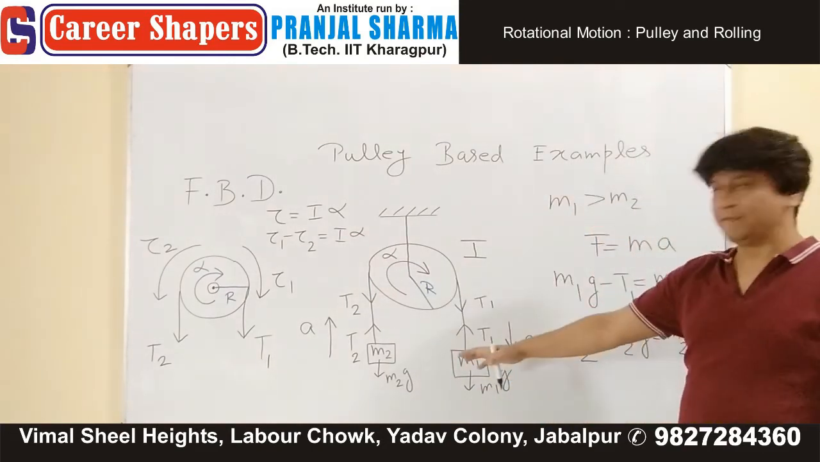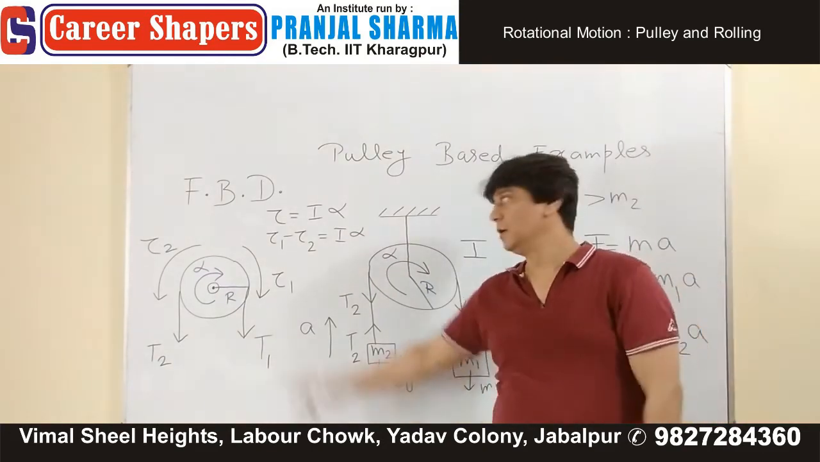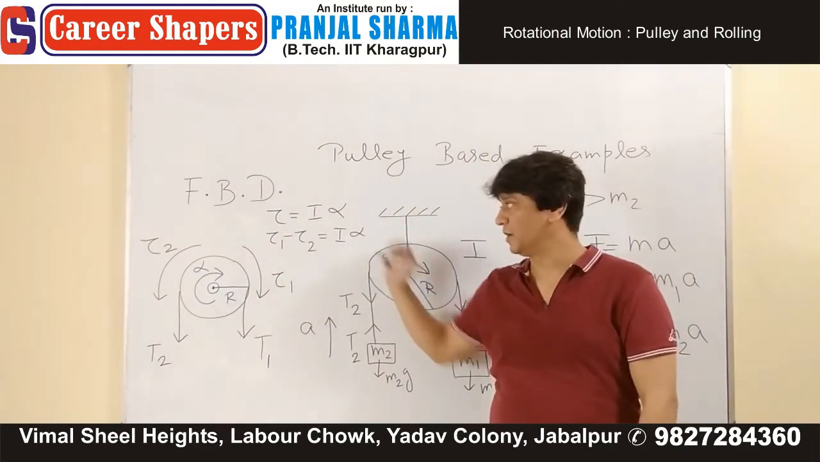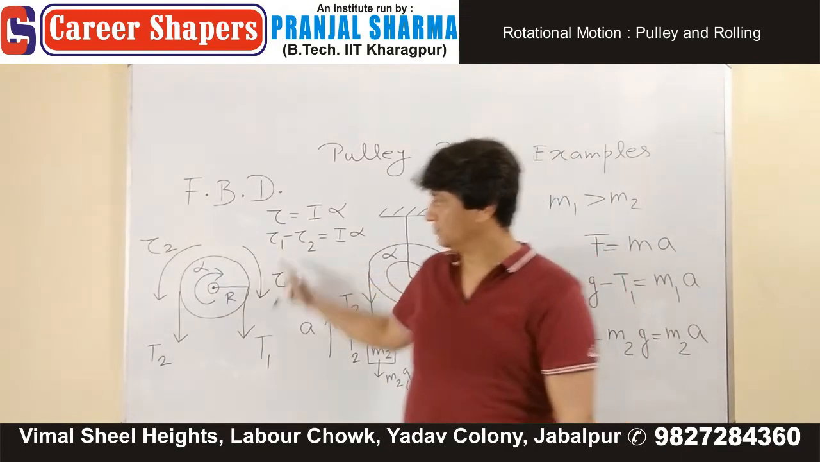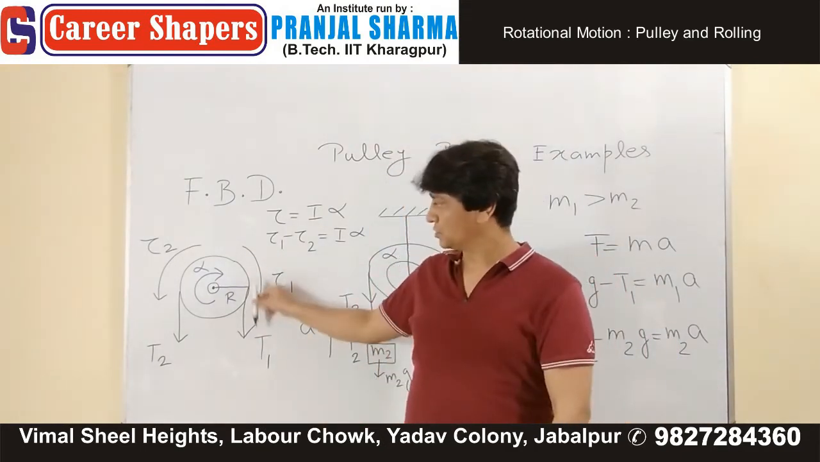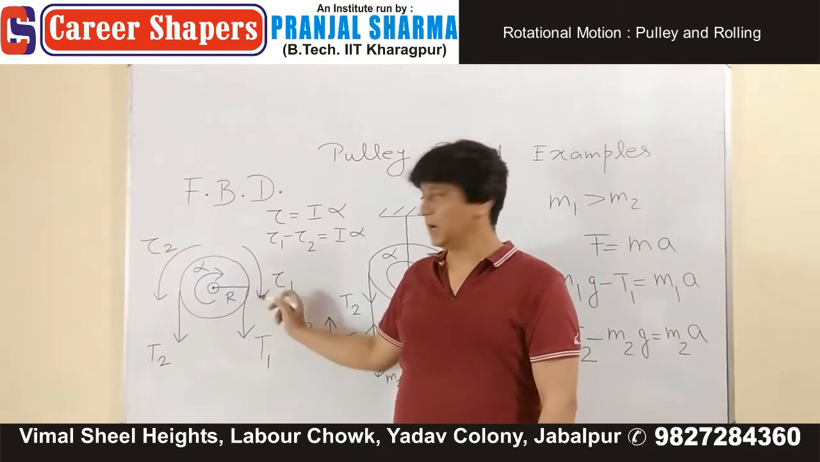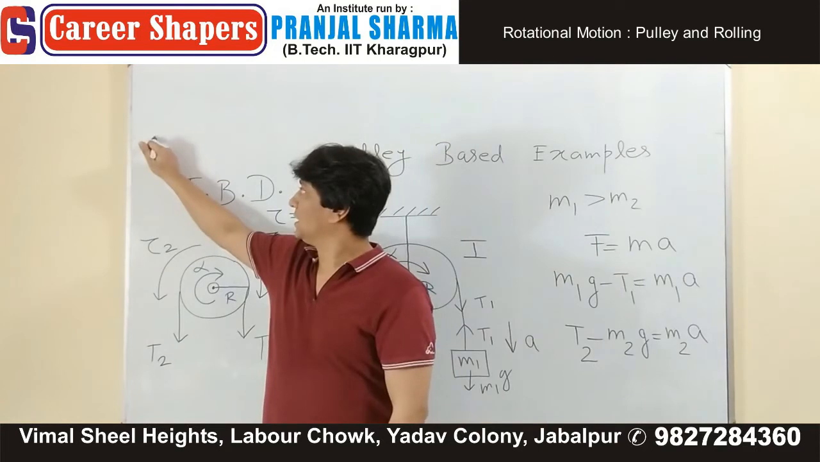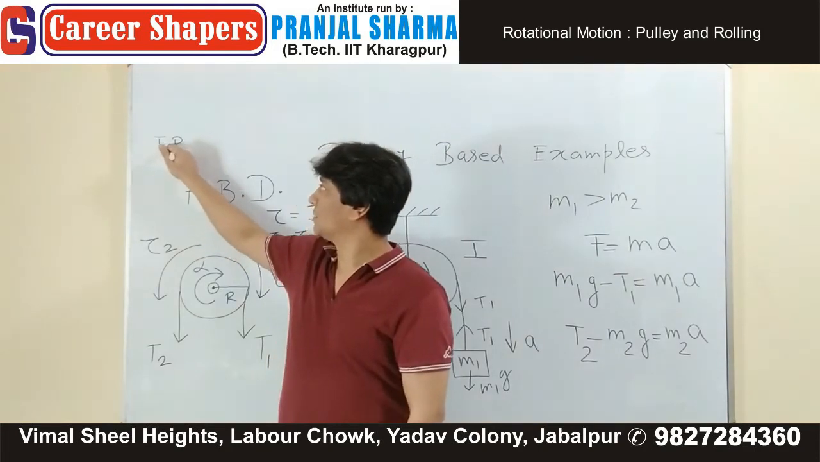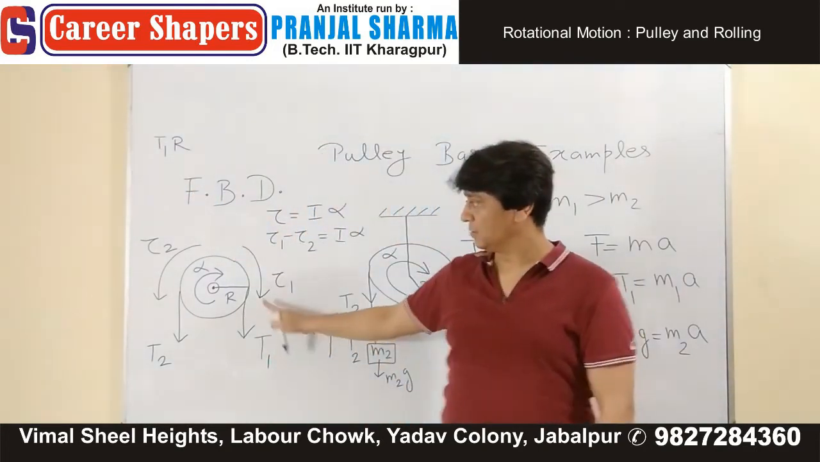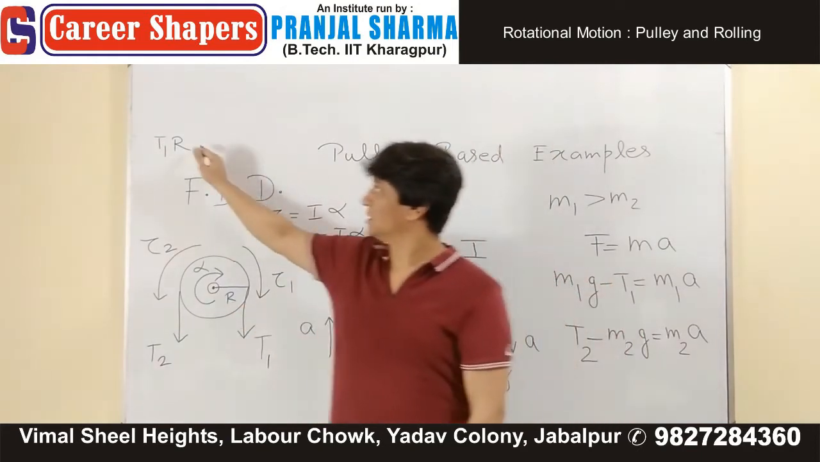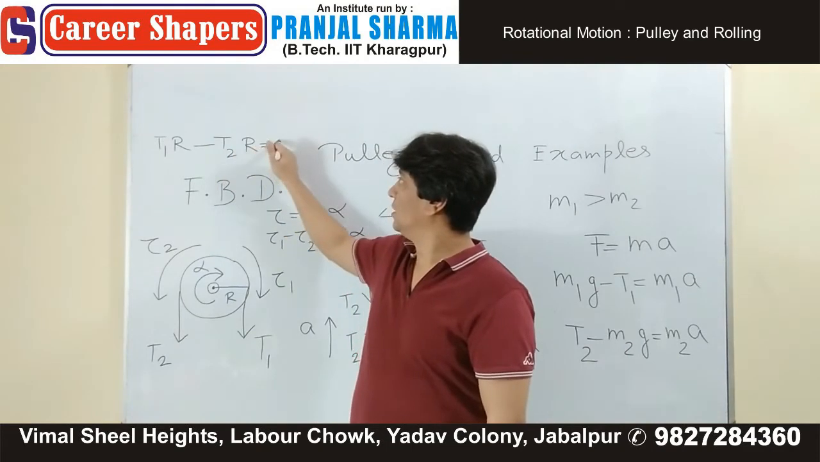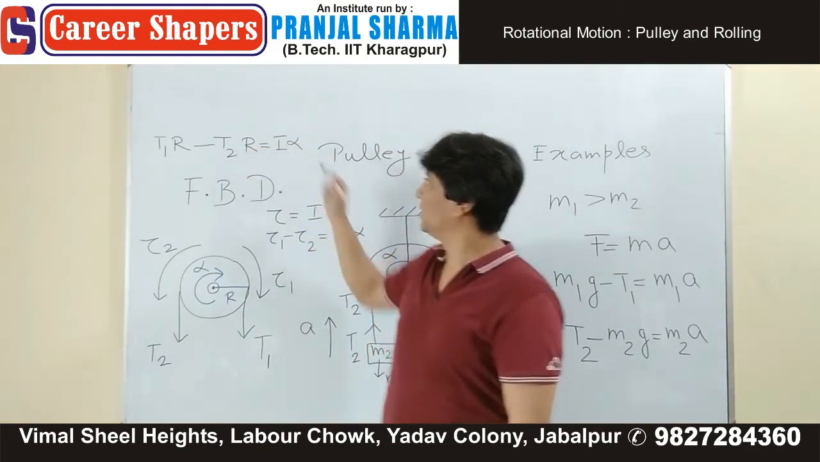जैसा M1 M2 के लिए F equals Ma है, rotational bodies के लिए tau equals I alpha. What is tau 1? What is torque? Force multiplied by perpendicular distance. This tau 1 is what? T1 into R. T1 multiplied by perpendicular distance minus T2 into R. This gives us I alpha.